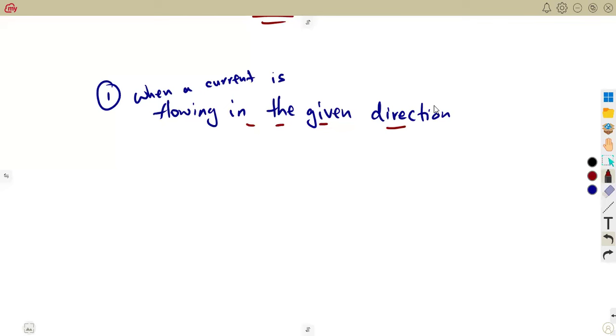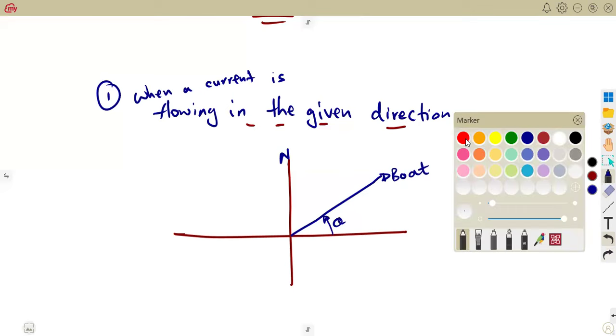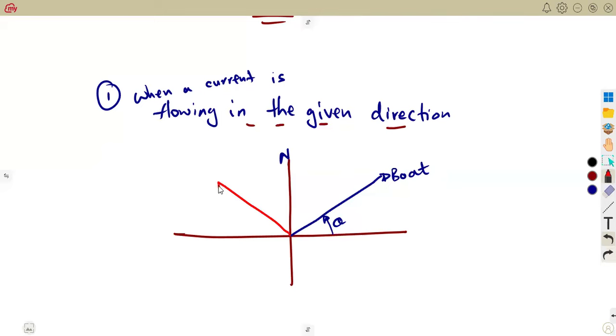So in that case, you use the direction of the current as it is, and that of the boat as it is. Let's say this is your north, your south, and so on. And the boat is going this way, at a certain velocity that you are using, and this is the angle that is affecting the boat. Then the current is going this way, or maybe that way.